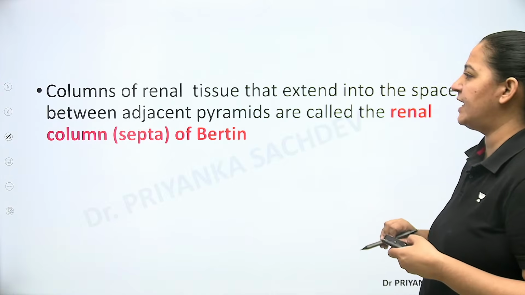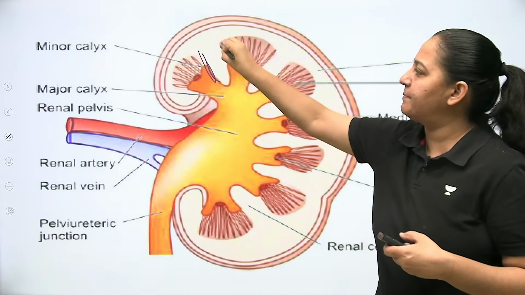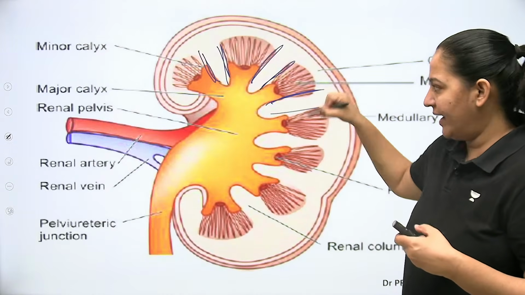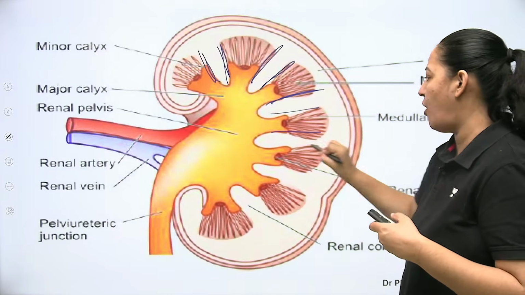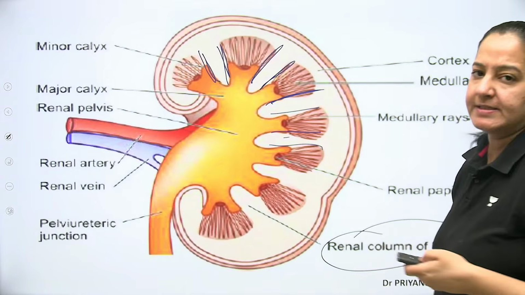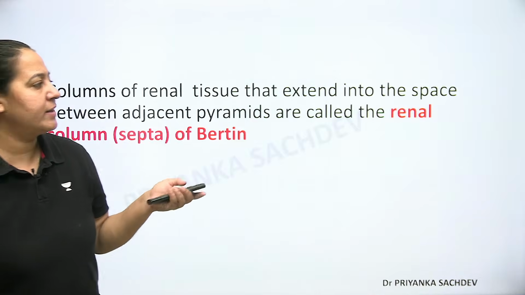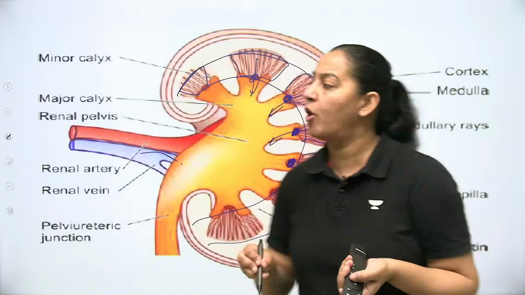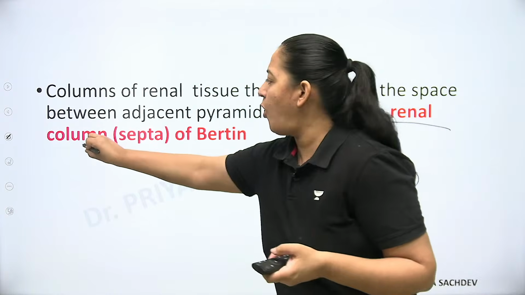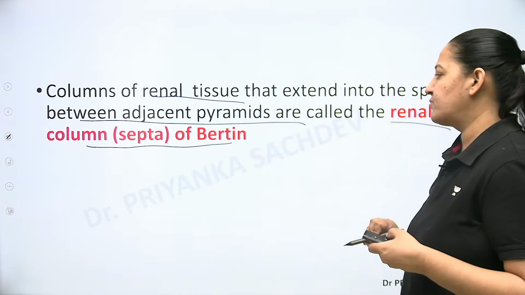So we have seen the cortex and the medulla. Right, now you can see between two adjacent pyramids, this portion of the kidney is known as the renal column of Bertin. Can you see the renal column of Bertin? It is an MCQ. Do you know what the renal column of Bertin is? It is the column of renal tissue between adjacent pyramids. So that is the renal column of Bertin.